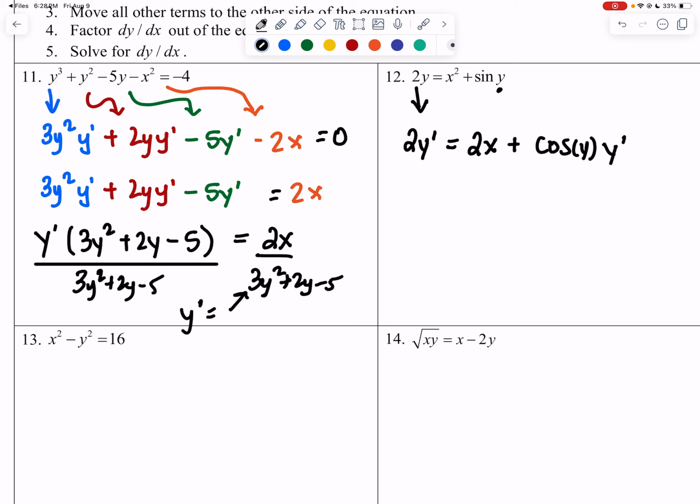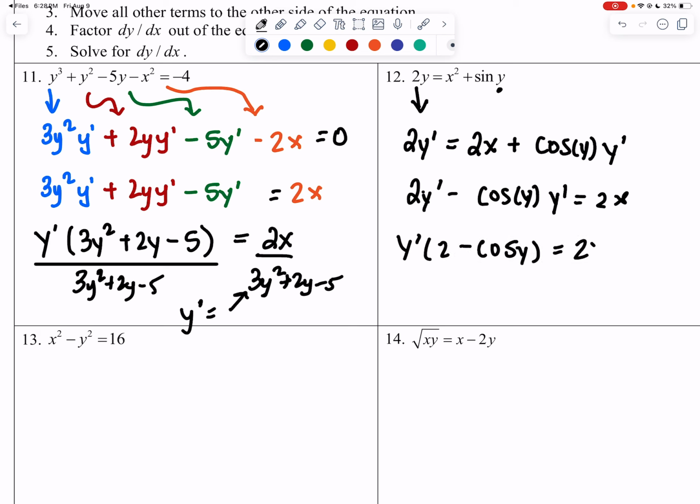Our next step is to collect the y's. So I'm going to move the y prime over. Then I'm going to factor out the y prime. And then I'm going to divide. And I get 2x over 2 minus cosine of y.